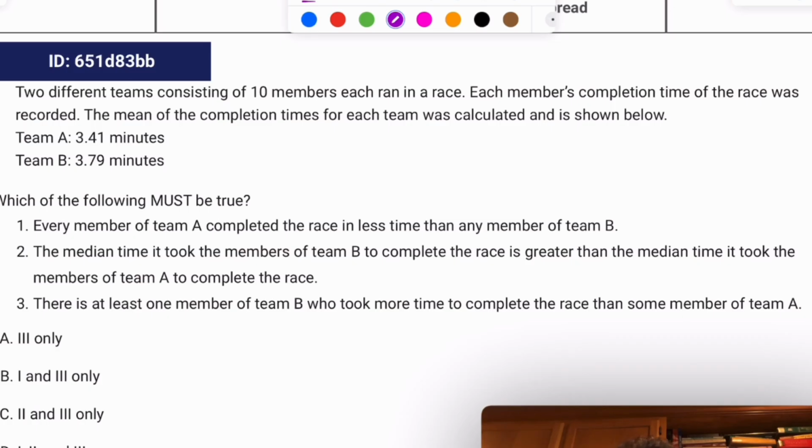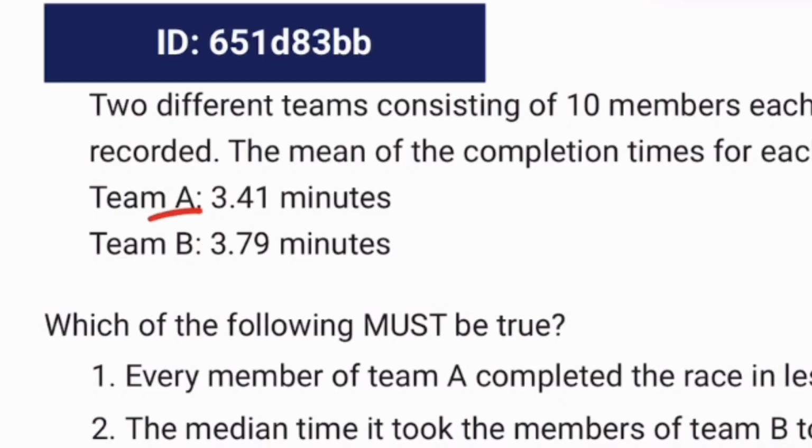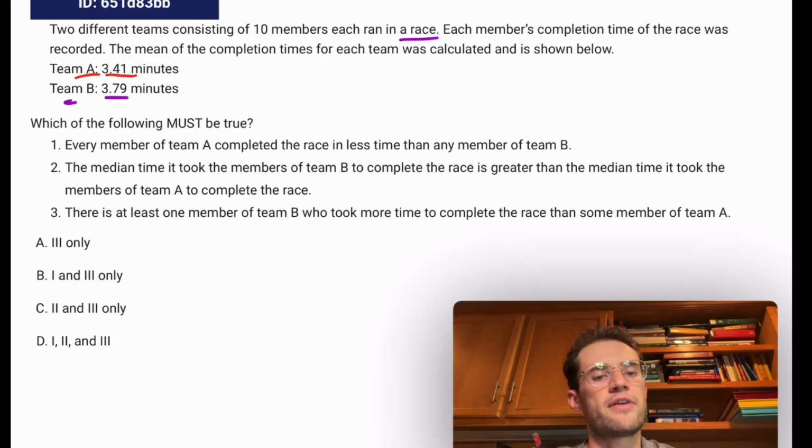2 different teams consisting of 10 members each ran in a race. Each member's completion time of the race was recorded. The mean of the completion times for each team was calculated and is shown below. So we got Team A, 3.41 minutes, and Team B, 3.79 minutes. Which of the following must be true? Every member of Team A completed the race in less time than any member of Team B.